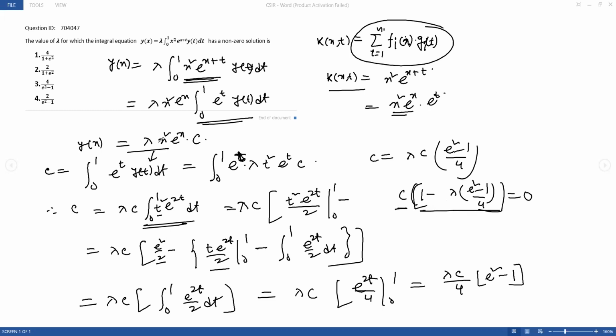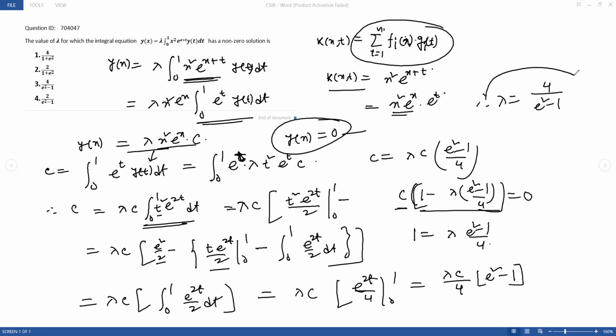If c equals 0, putting in y, we get y(x) equals 0. This is a trivial solution which cannot be the eigenfunction. So c must be non-zero. So otherwise we get 1 equals lambda (e square minus 1) by 4. Therefore, we get lambda equals 4 by (e square minus 1). This is our eigenvalue. So our option C is right.